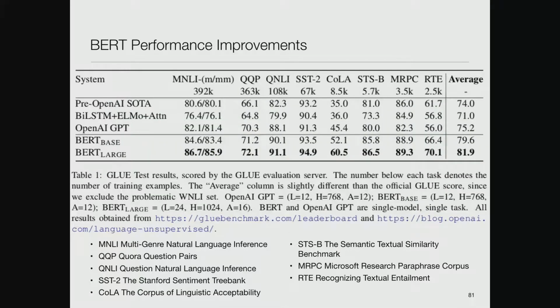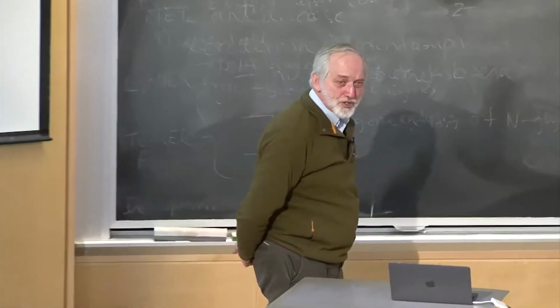So this is a listing of some of the standard tasks for natural language processing, mostly not in the medical world, but in the general NLP domain. And you see that you get things like an improvement from 80%, or even the GPT model that I'll talk about in a minute is at 82%, they're up to about 86%. So a 4% improvement in this domain is really huge.